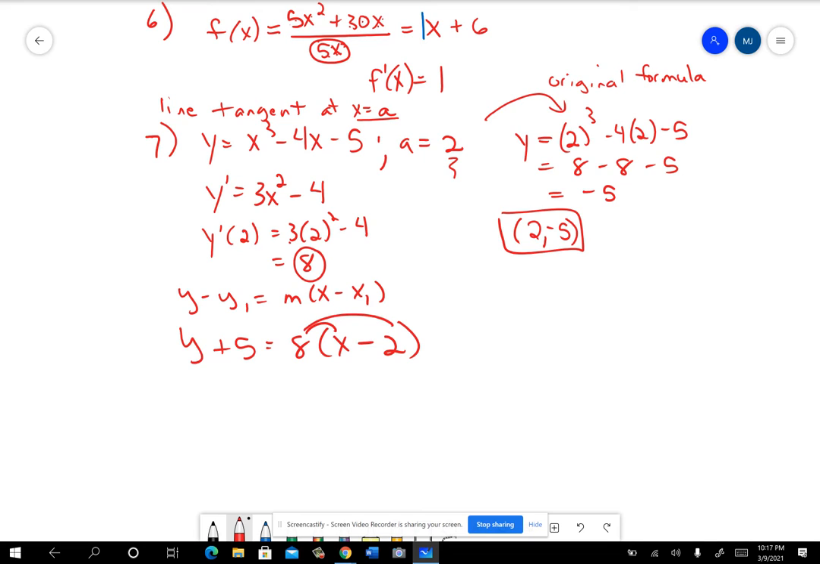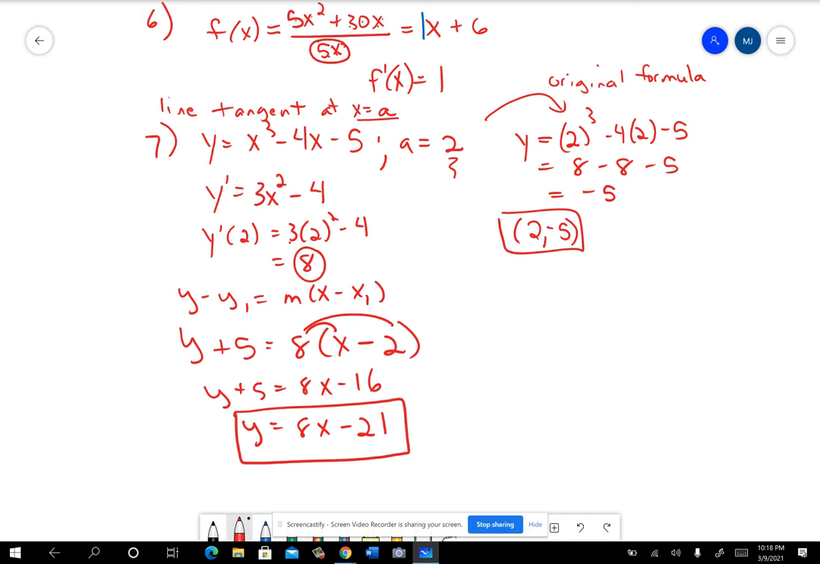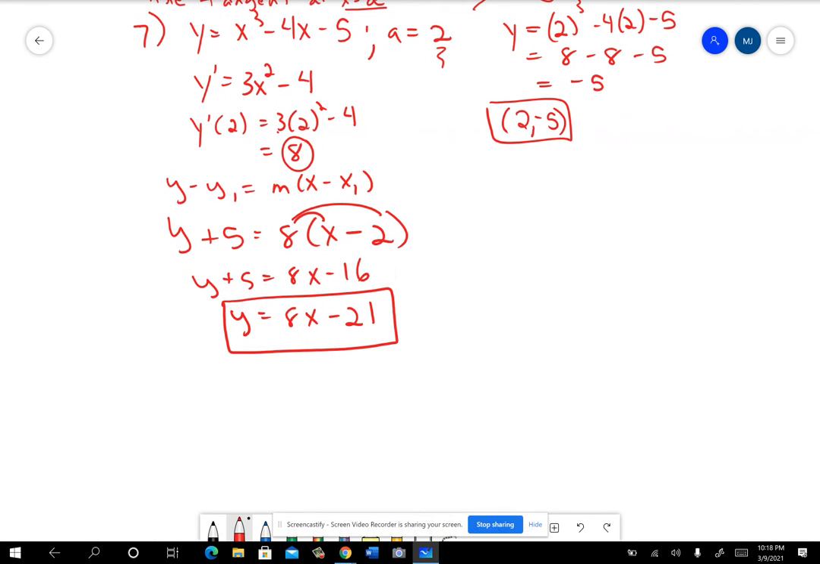So you'll distribute, okay, and get 8x minus 16. Then you'll subtract 5 from both sides and get 8x minus 21. And they wanted you to go to that point to get the equation of the line tangent. So that would be your answer on that one. Okay. Let's keep moving. On number 8, I'm just asked to do the derivative.